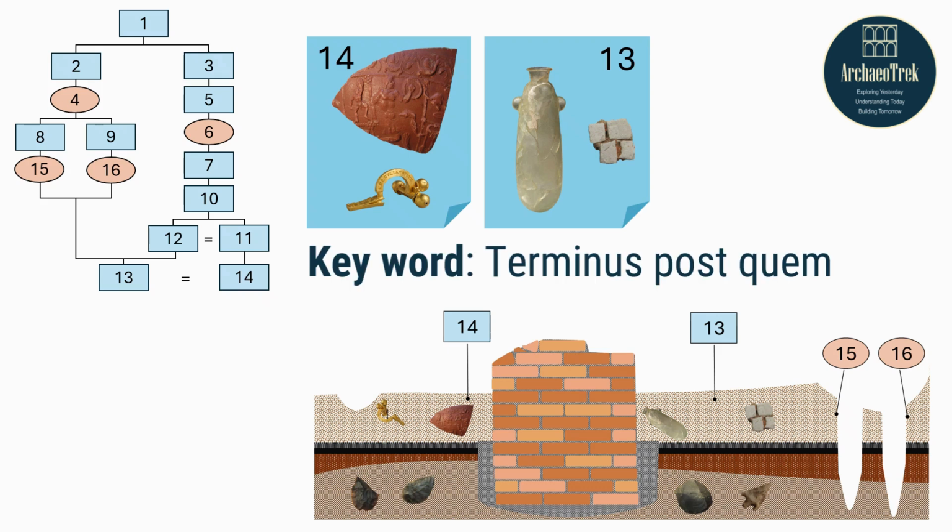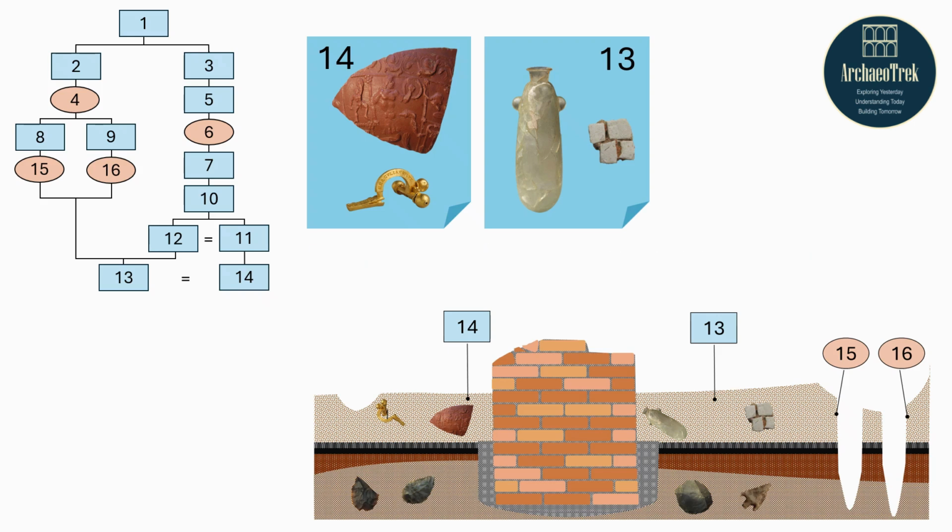The date of a layer is determined by the date of its most recent artifact, its terminus post quem, and by its stratigraphic relationship with the surrounding deposits, in this case its position beneath contexts 11 and 12. In context 13, a Roman glass perfume bottle dating to the 1st century CE was recovered. Mosaic tesserae were also found in the same context, although their date is uncertain.